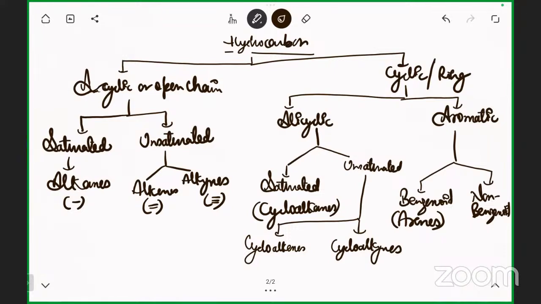Cyclic compounds have one more category, that is aromatic. And for aromatic, we did the Huckel rule in the last class. What was the formula of the Huckel rule? Yes, in the first chapter of organic, we discussed the Huckel rule for aromatic compounds.